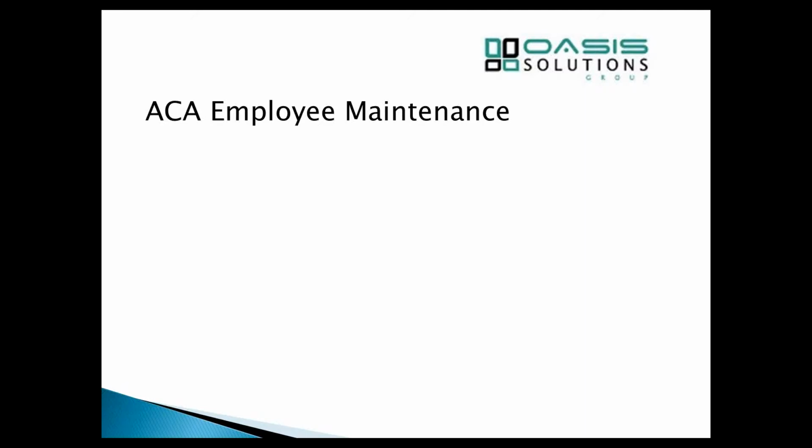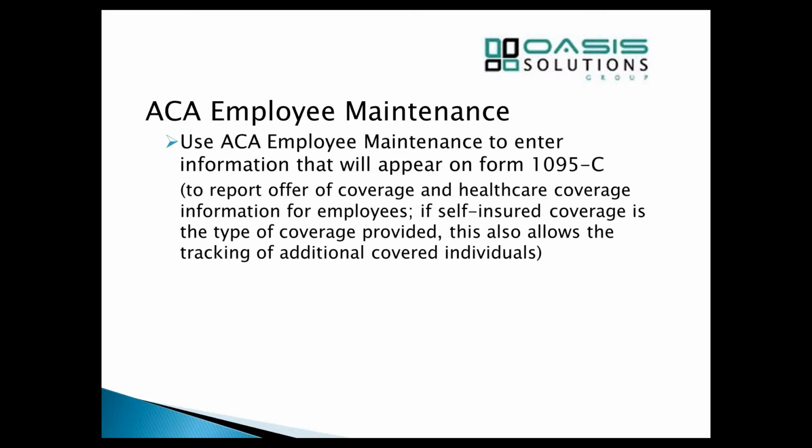Today we're focusing on the ACA Employee Maintenance Screens. These screens will be used to provide the information that will appear on your 1095-C form. So in Part 2 of our presentation, we discussed that you can use the ACA Applicable Large Employer Report to determine if you need to file.